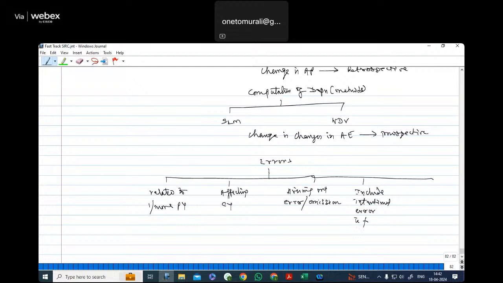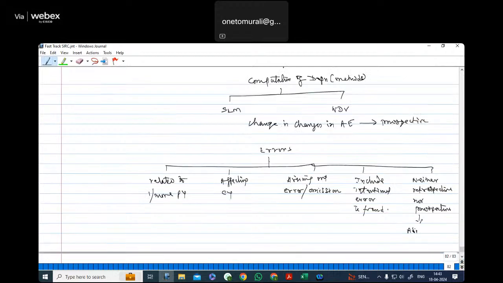That is fraud. So errors related to one or more previous years affecting the current year, arising out of error or omission, include intentional error, that is fraud. So it is neither retrospective nor prospective. What do you mean by that?